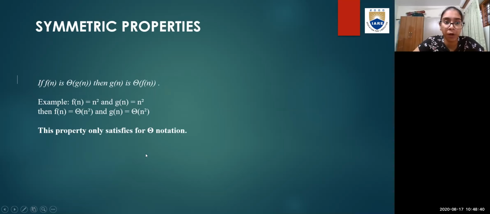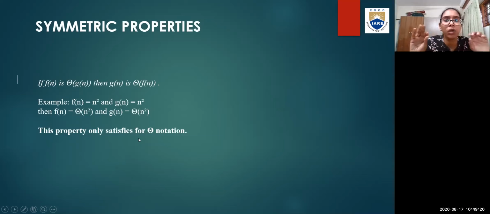Now coming to symmetric properties. If f of n is theta of g of n, then g of n is theta of f of n. Reverse. Your f of n is theta of g of n, then your g of n will be equal to theta of f of n. You just need to reverse the theta to the other side. For example, f of n is equal to n square, and g of n is also equal to n square. Then f of n is theta of g of n, and g of n is n square, so theta of n square. And g of n is equal to theta of f of n. F of n is also n square, so theta of n square.